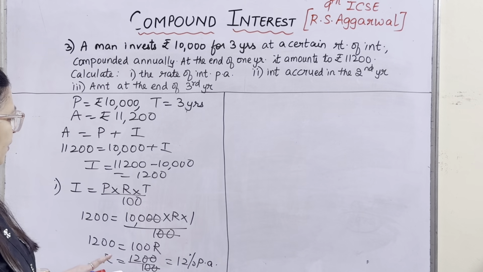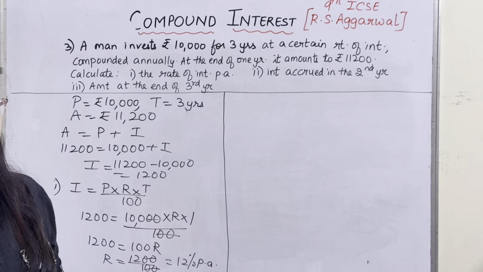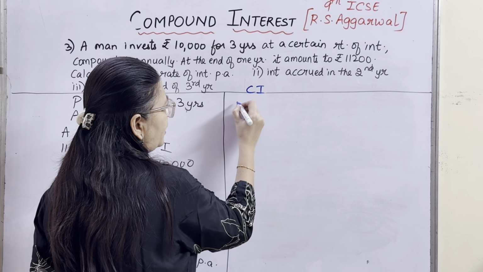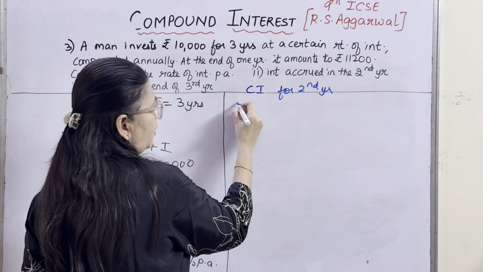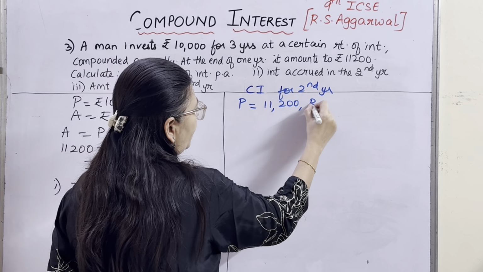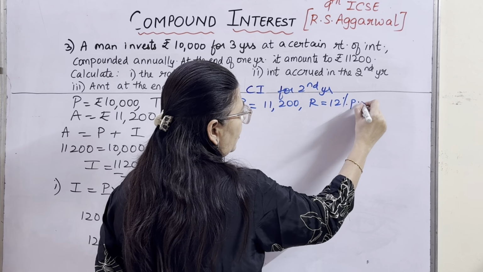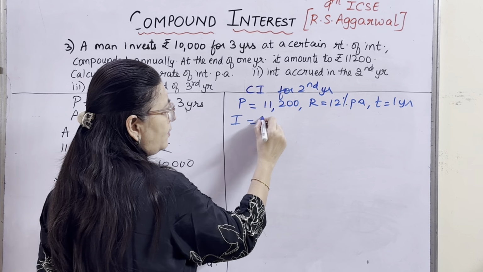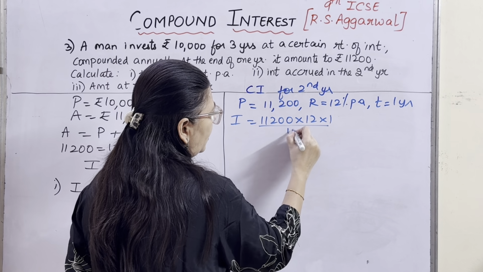Okay. So first year, what was the amount? 11,200. That will become the principal for the second year. So for compound interest for second year, principal is 11,200. Rate you got it as 12% per annum and time you will take as 1 year. Okay. So interest is 11,200 into 12 into 1 upon 100.